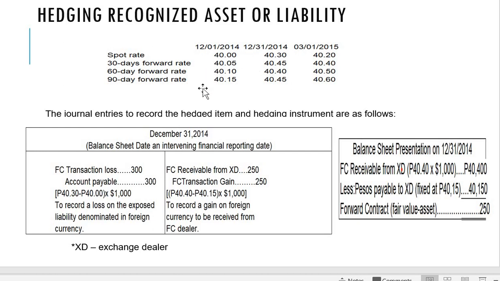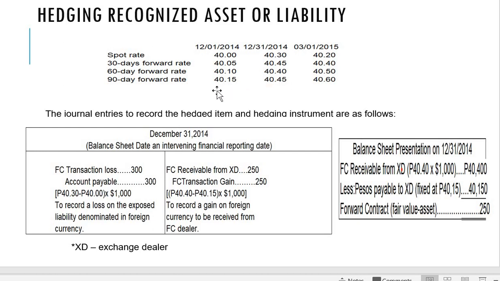So, what forward rate will we use? Of course, on December 1, we base our entry on 40.15, the 90-day forward rate. Since the settlement is on March 1, how many days are left from December 31 to March 1? Of course, that's 60 days. So, we compare 40.15 versus 40.40, the 60-day forward rate on December 31. Again, we use the 60-day forward rate because it's 60 days until the date of settlement.